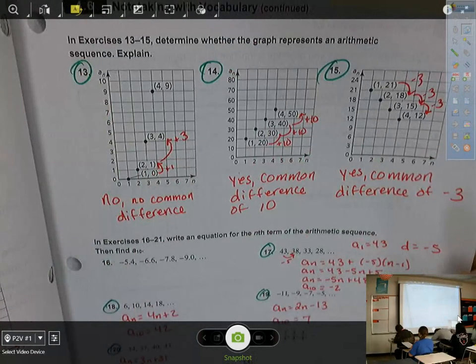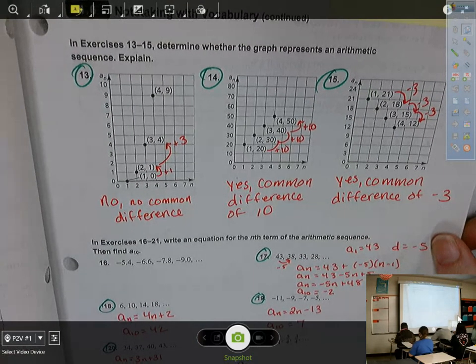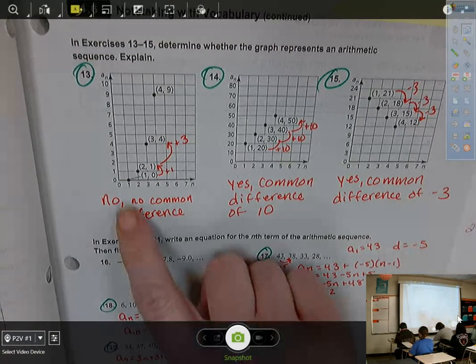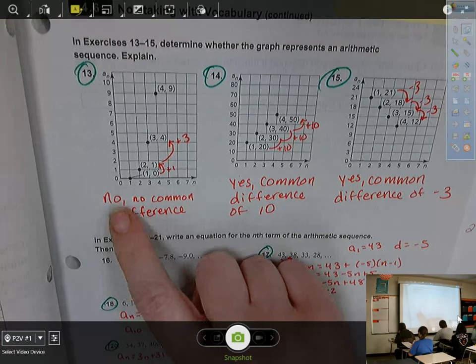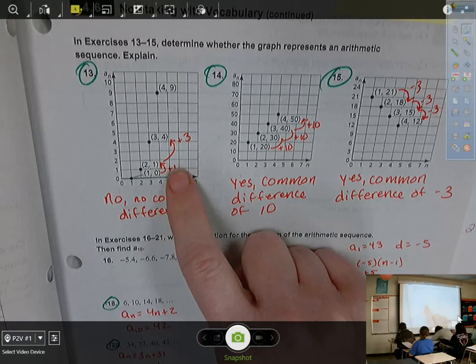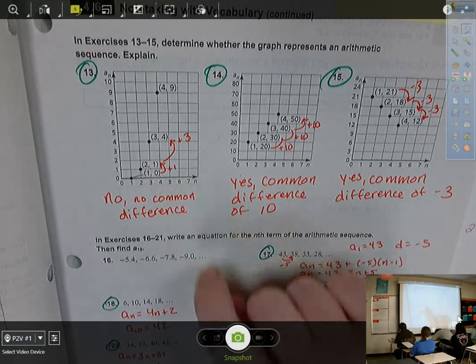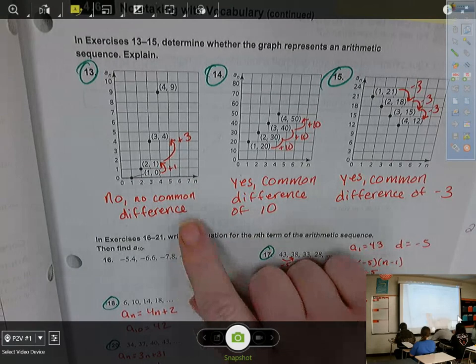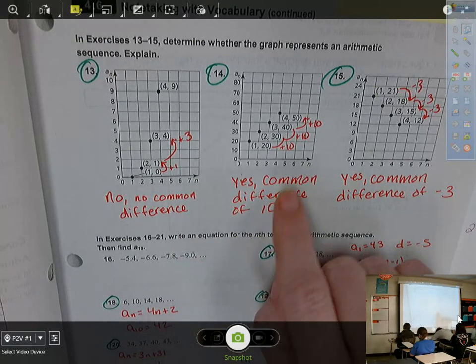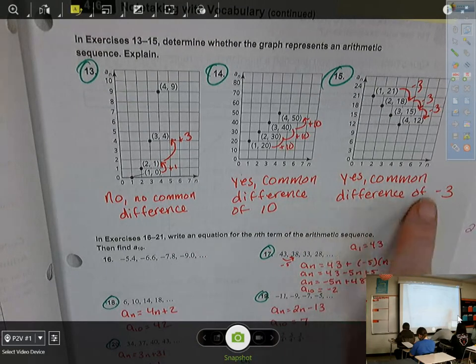All right, on the next one, on 13 through 15, it said determine whether it's an arithmetic sequence and explain. Number 13 is not, because that's not a common difference. This one has a difference of 1, and that's a difference of 3. So that would not be linear, or not be arithmetic. 14 would be because of the common difference of 10, and 15 would be because of the common difference of -3.